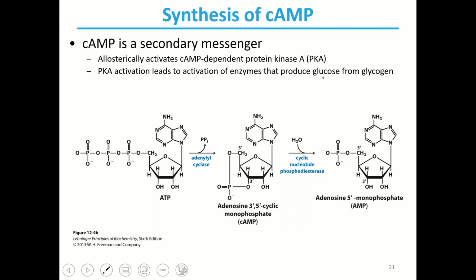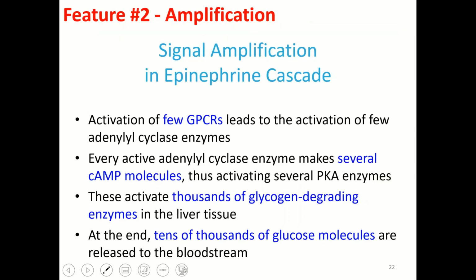Protein kinase A then leads to the activation of many other enzymes. Most of the goal from that activation is to produce glucose from glycogen, but depending on the tissue, there are other responses that PKA is involved in. Okay, so in this pathway we see some examples of the general features we talked about. So amplification, we see this.